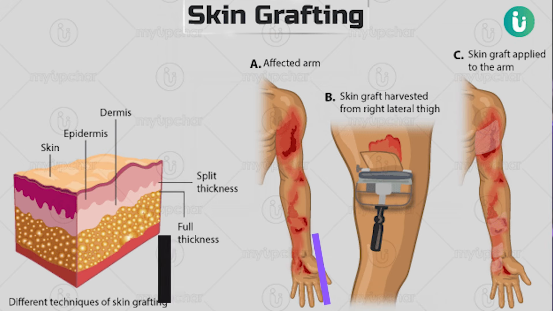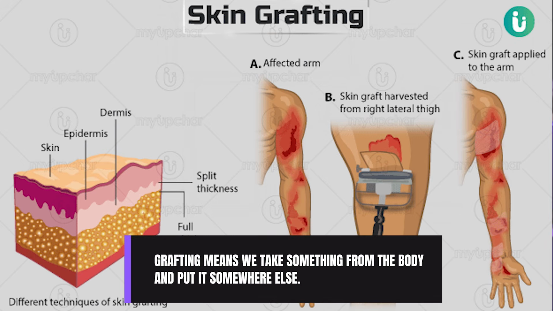In reconstruction, with fixing the ACL ligament, we are grafting new tissue to replace the torn ligament. Grafting means we take something from the body and put it in somewhere else. In this case, usually grafting hamstring tendons or quad tendons that aren't quite as necessary.